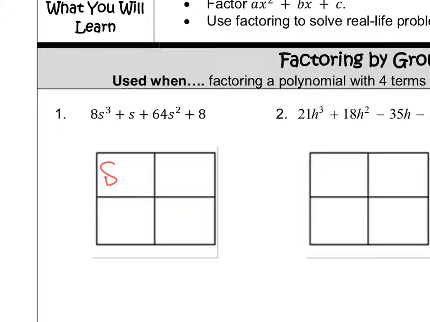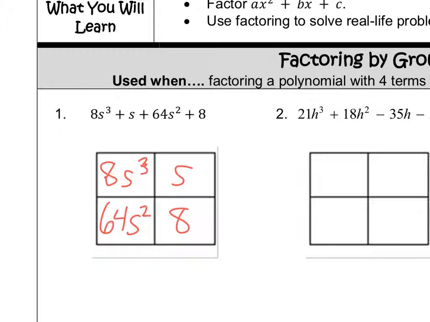So I've got 8s to the 3rd power. I've got s. I've got 64s squared. And I've got 8. It doesn't really matter what order I put them into the boxes. I just kind of put them in as they came.